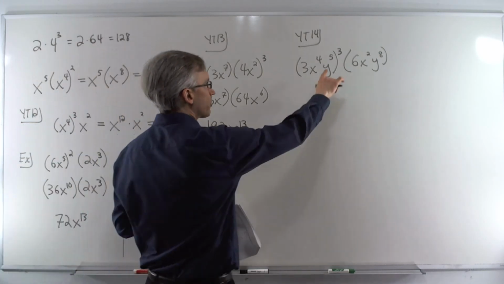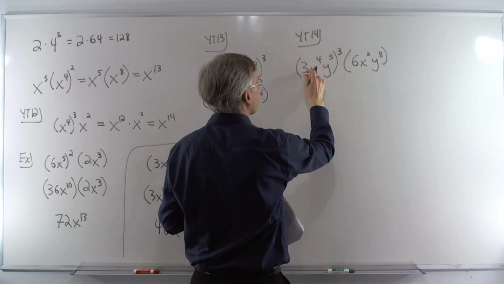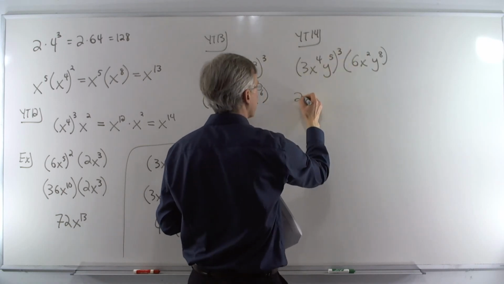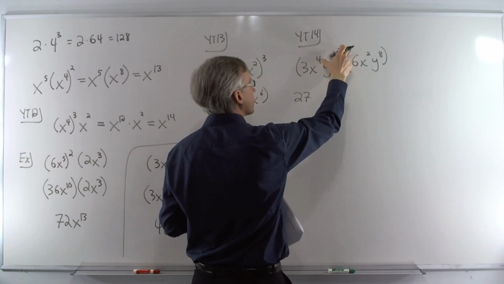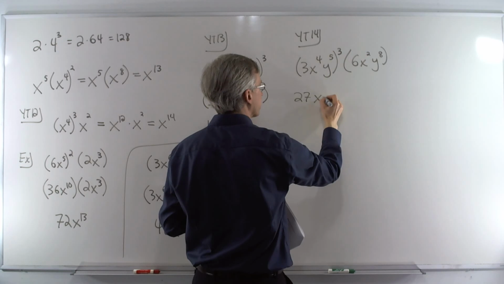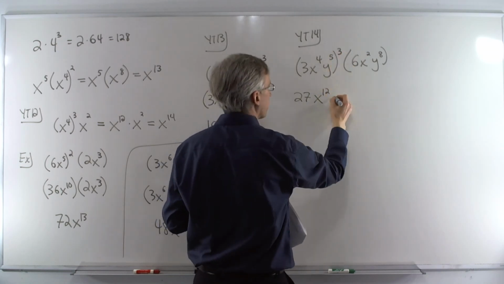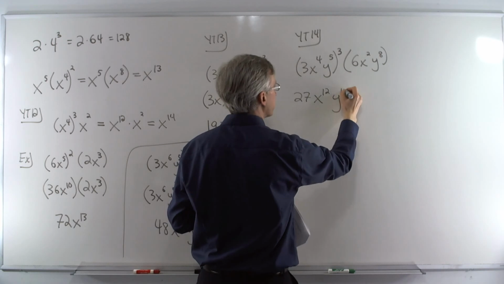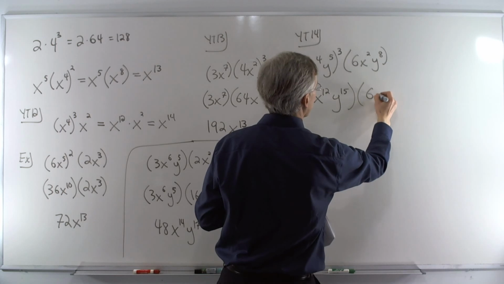So we'll start with this one since it has the outer exponent. This one we're not going to change at all. 3 to the 3rd power is 27. X to the 4th power to the 3rd power. Multiply those exponents to get 12, so we get x to the 12th power. Y to the 5th to the 3rd, multiply those to get 15. So we get y to the 15th power times the second monomial.